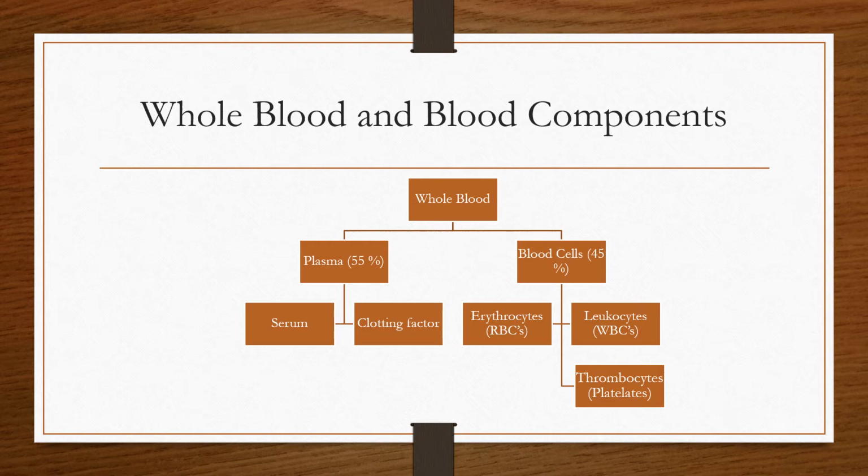Moreover, this whole human blood is the final mixture of blood and anticoagulant solution, and contains not less than 9.7% weight by volume of hemoglobin. See the whole blood and its different components. Whole blood consists of 55% plasma and 45% blood cells. This plasma consists of serum and different clotting factors, and blood cells, for example, erythrocytes, red blood cells, RBCs, then leukocytes, white blood cells, WBCs, and thrombocytes, platelets.